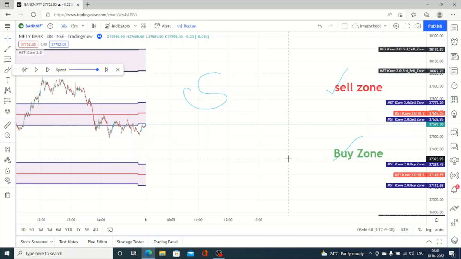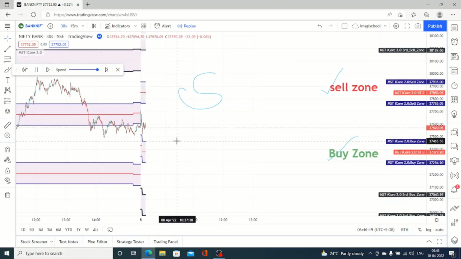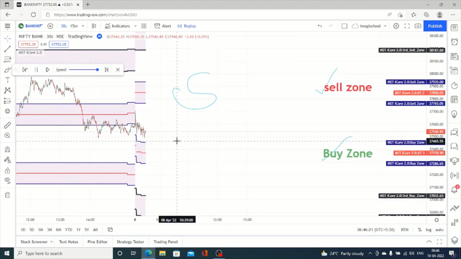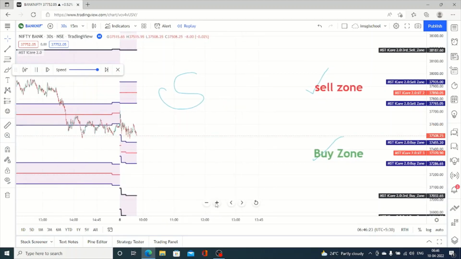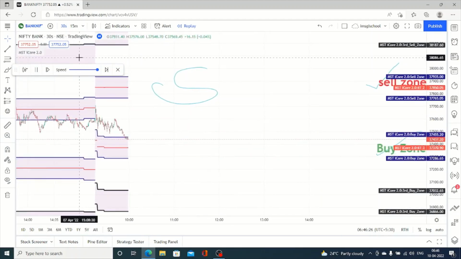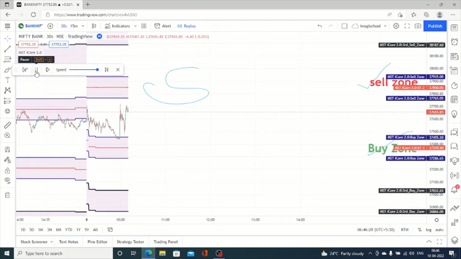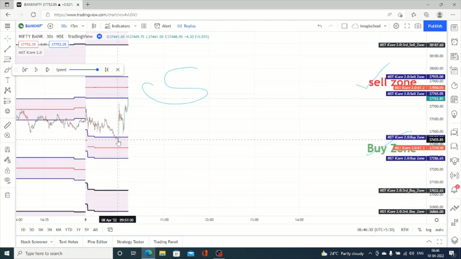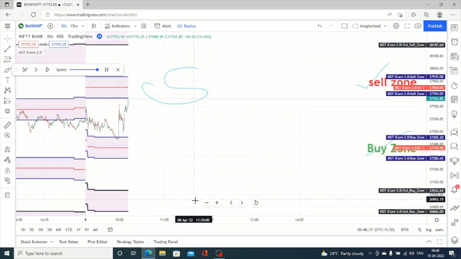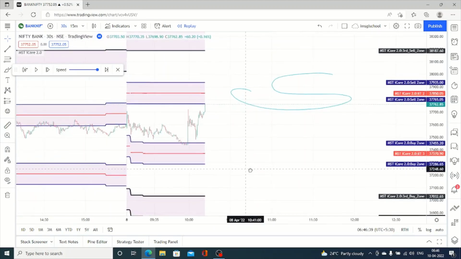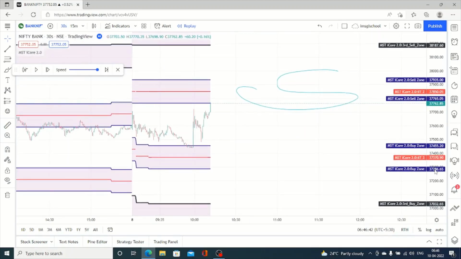Now we are going back using the time machine. So now I'm playing this market. Let us see what has happened in the market. Our lines are gradually getting formed. Yeah, our lines got formed. See, the moment it formed, immediately within 2 to 3 minutes it went up to the other zone.